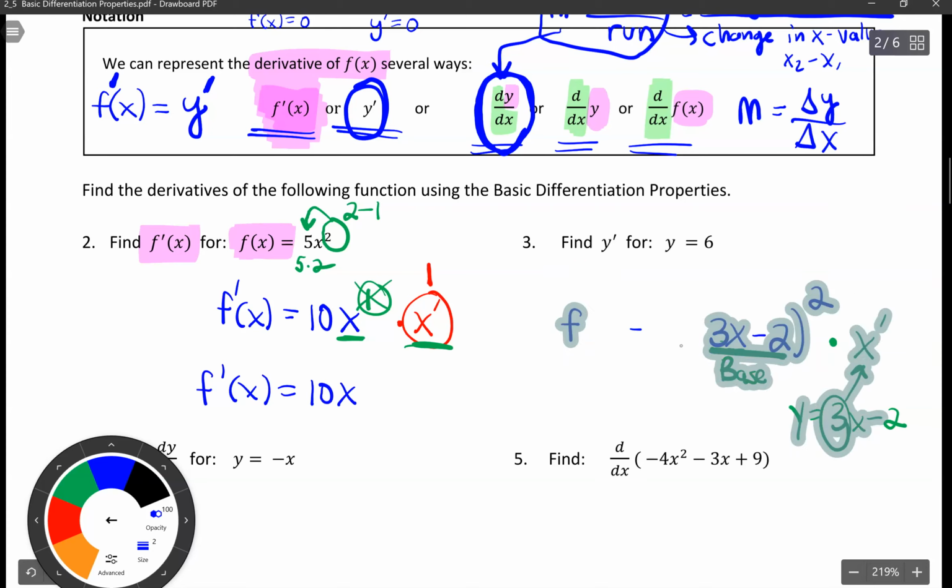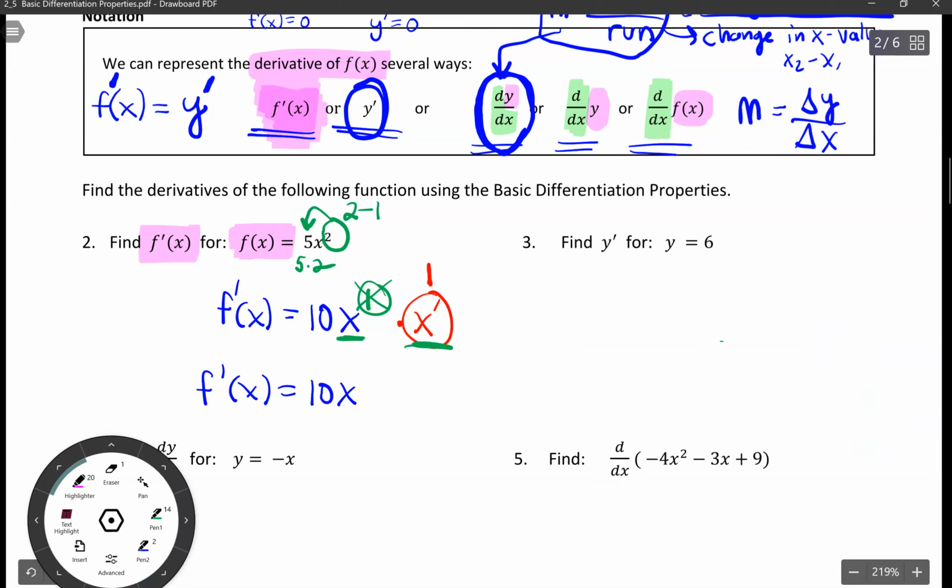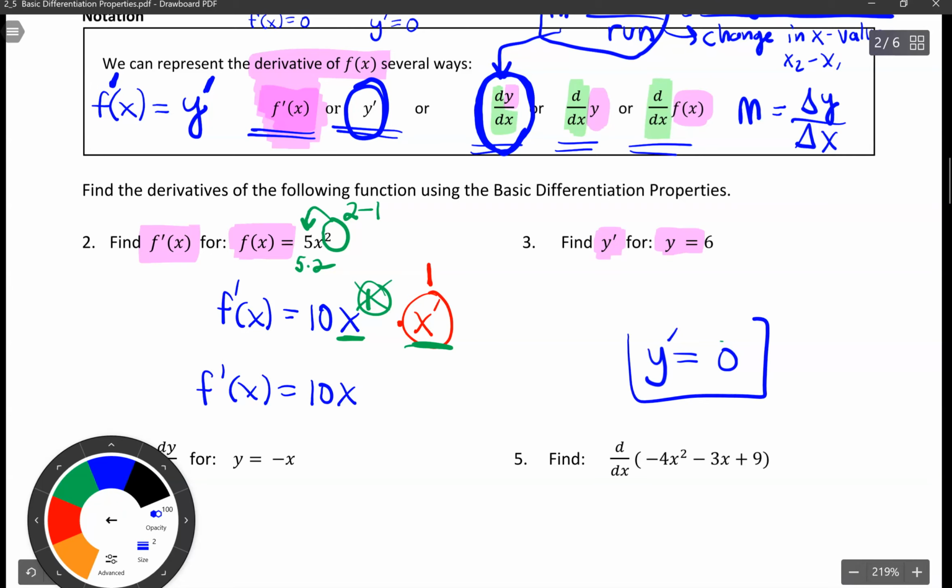Number 3, y equals 6. And since they're using that y equals notation, they're using y prime for the derivative. So, oh, you can't type on the screen when I'm in my app. I was going to have everyone just type their answer. But just looking at this, I know a constant has a derivative of 0. So the derivative should just be 0.